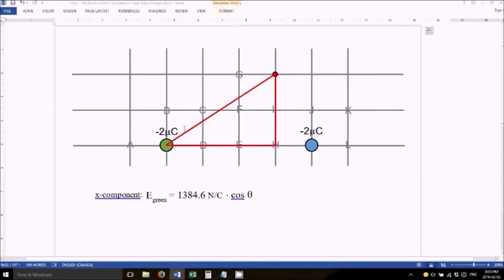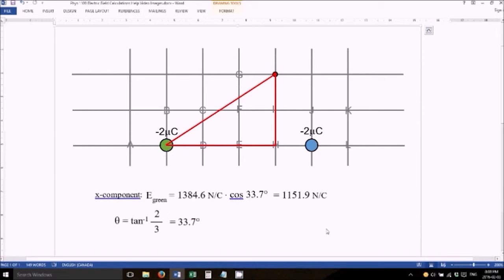We find the angle between these two. So we're going to use a bit of trigonometry to do that. The angle, theta, is going to be the inverse tangent of y over x. We already know that y is 2 meters for this charge and x is 3 meters. So we can fill that in now. The inverse tangent of 2/3 is 33.7. So we can now fill that in here for cosine theta, and that gives us an answer of 1,151.9 newtons per coulomb. So that's the x component of the electric field due to this green charge.